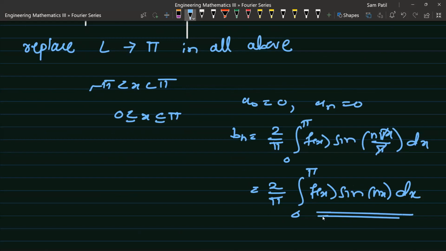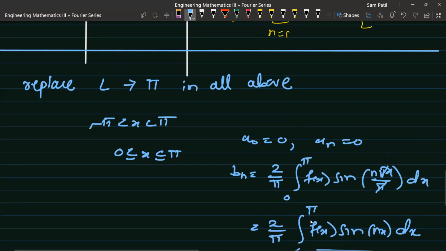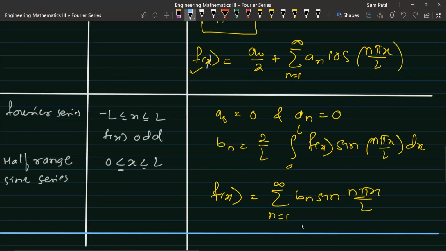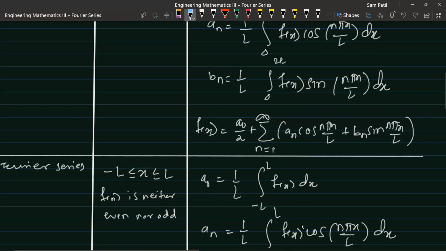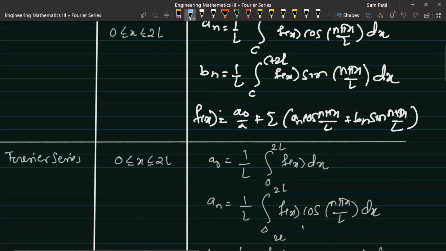Isn't it? So yes, sir, this is actually the formula. If we replace L by pi, in every result you may get sin nx or cos nx. Sin n pi x upon L will not be there, because if I replace L by pi, that pi gets cancelled with the numerator pi. In each and every result, that pi gets cancelled.